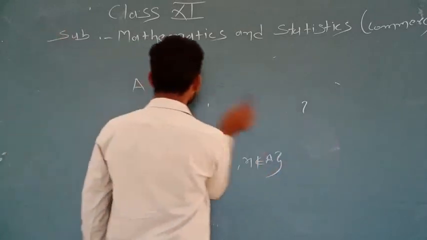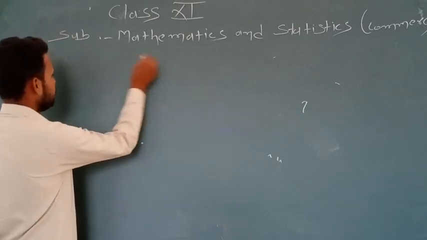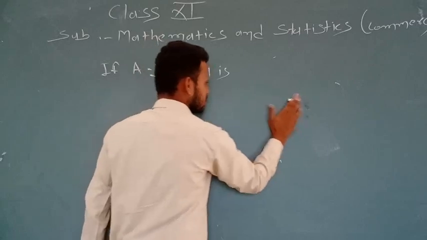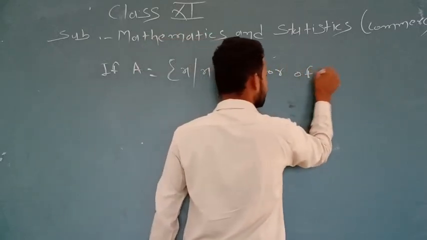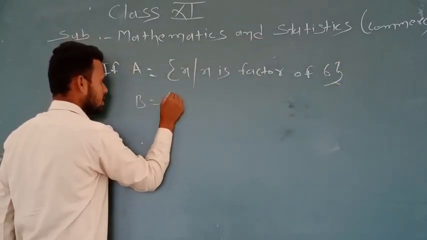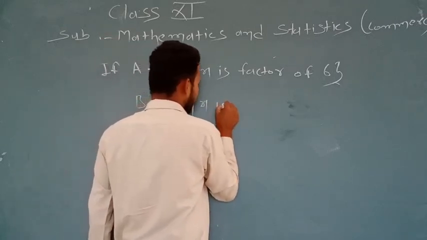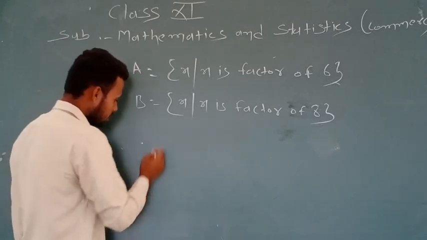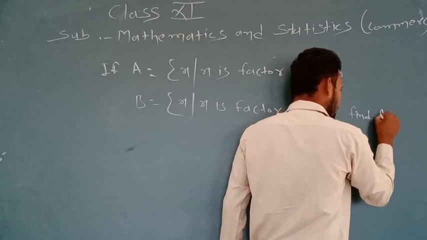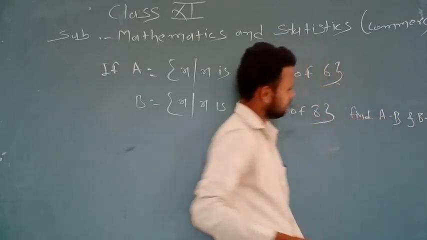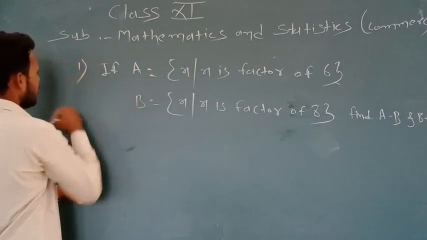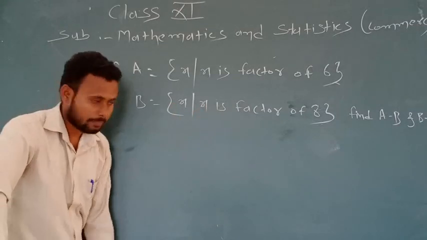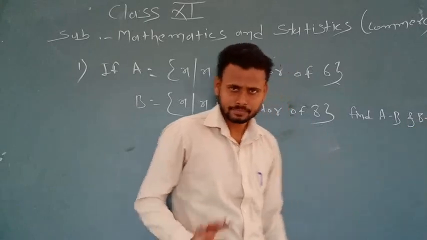For example, if A equal to the set containing x such that x is a factor of 6, and B equal to the set containing the elements x such that x is a factor of 8, then find A minus B and B minus A. Then find the difference between the set A and B and B and A. Simple.